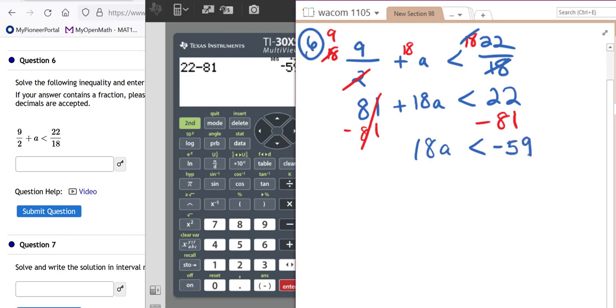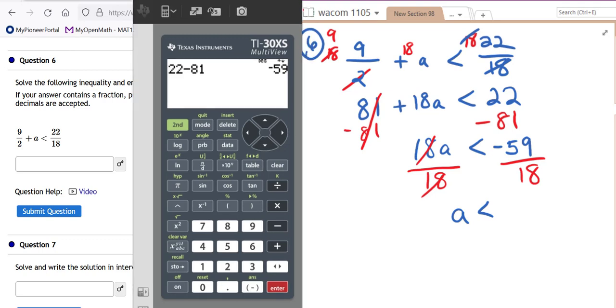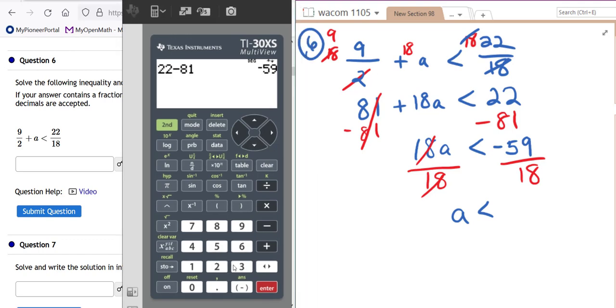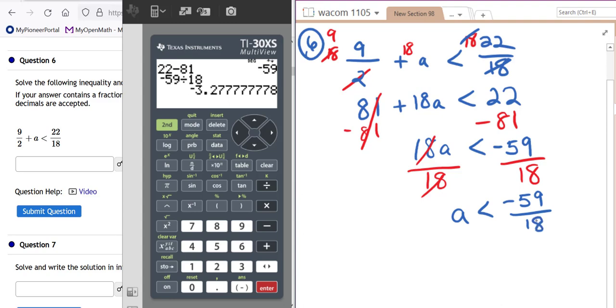And then we're going to divide by 18 to isolate our variable. This one will not flip because the coefficient you're dividing by is positive. You don't care if it's positive or negative on the other side. So we have a is less than, I don't know if this divides or not. So negative 59 divided by 18. And it does not. So we will just leave it there in fraction form.